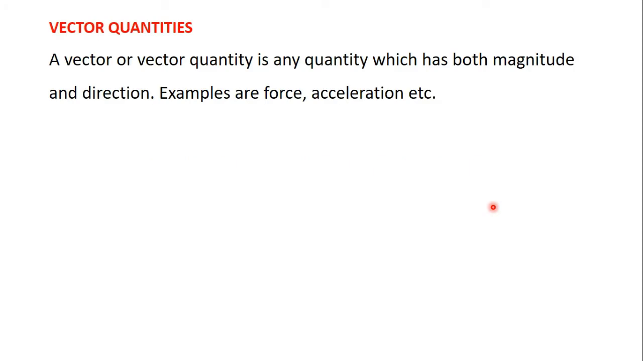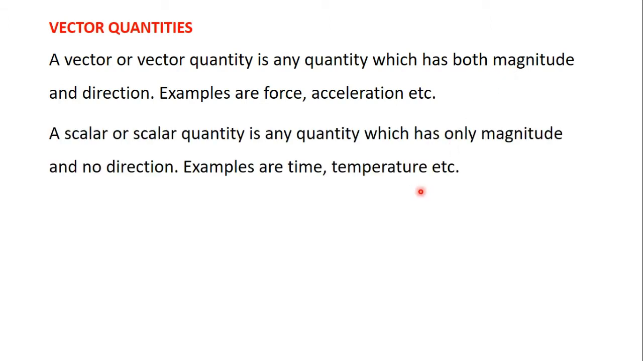A vector or vector quantity is any quantity which has both magnitude and direction. Examples are force, acceleration, etc. We learned in the video on bearings that bearings give directions. Vectors give both direction and magnitude. So for example, in a distance bearing problem, bearings will give you only the direction, but a vector quantity will give you both the direction and the magnitude, which is the distance.